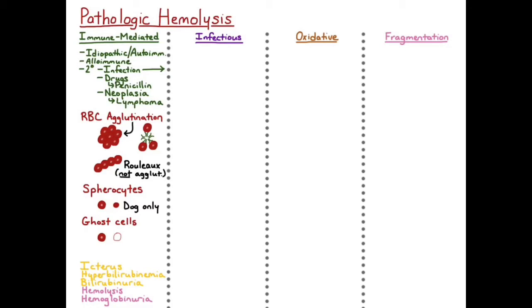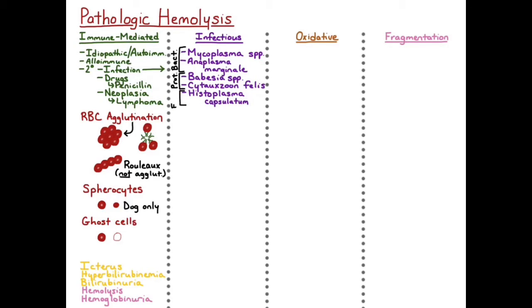This video is going to be on the infectious causes of hemolytic anemia. Mycoplasma and Anaplasma marginale are bacteria that infect red blood cells. Babesia and Cytauxzoon felis are protozoal organisms that infect red blood cells. And Histoplasma capsulatum is a yeast, a fungus, that infects histiocytes. And when I say histiocytes, I mean macrophages and dendritic cells.